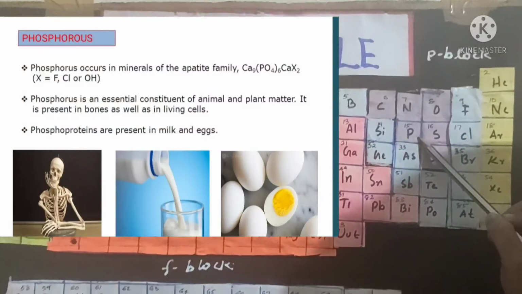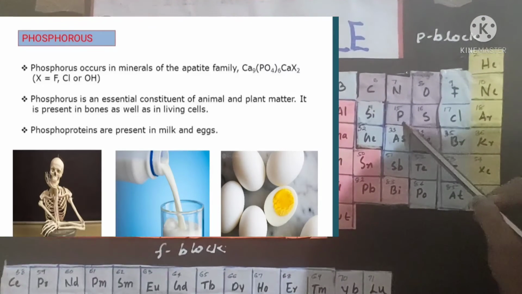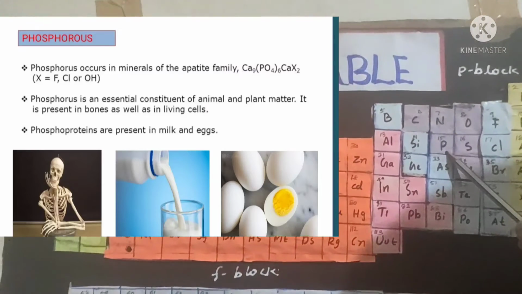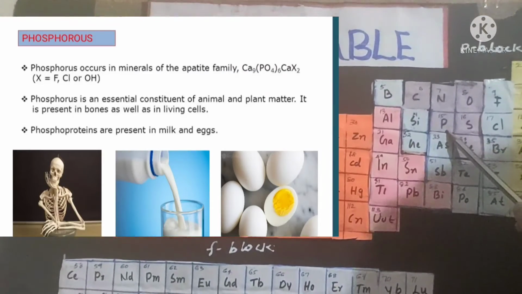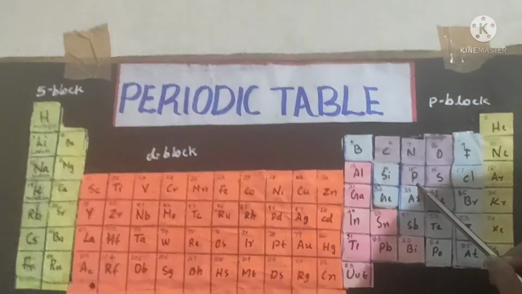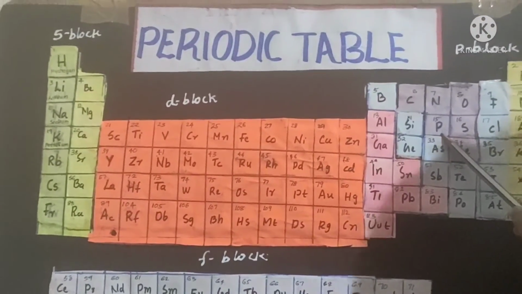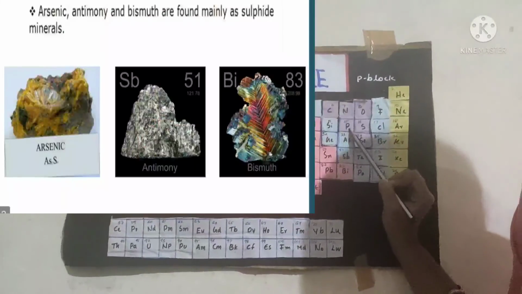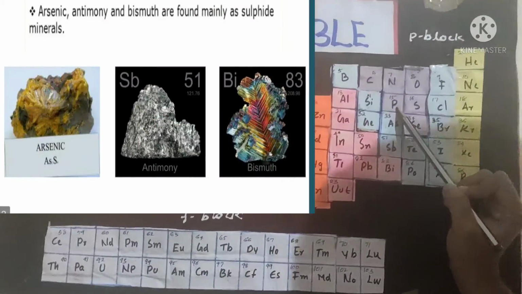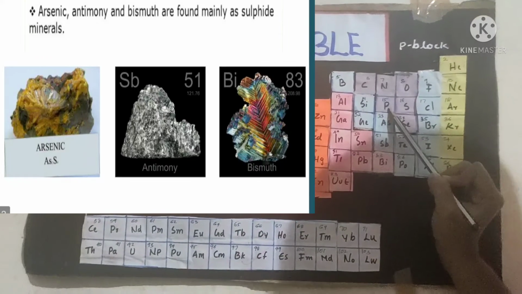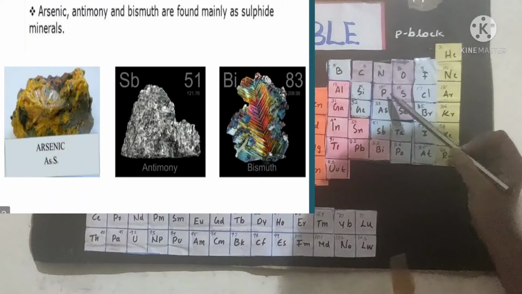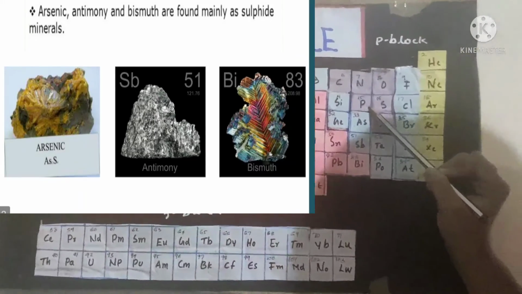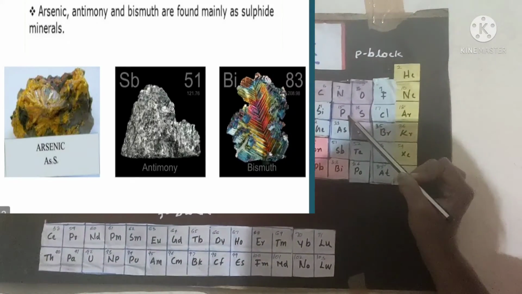Our bones, teeth, muscle, brain and nerve tissues contain phosphorus in the form of phosphoproteins. Phosphorus is also present in milk, egg, fish, beans, etc. And the other elements of the family, that is arsenic, antimony and bismuth, are present in the earth's crust in smaller proportion, mainly as sulfides.